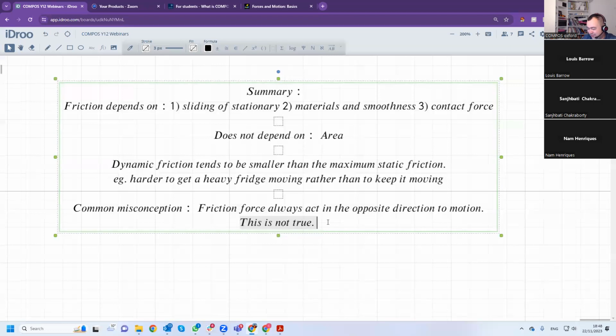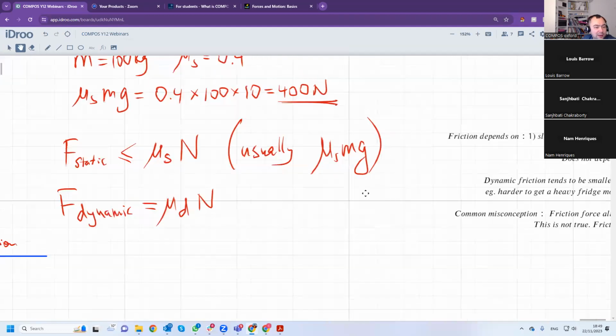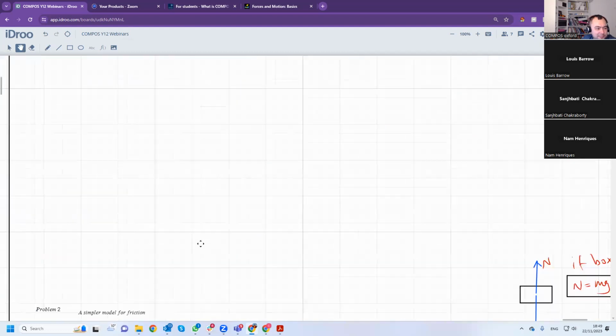This is not true. Friction can cause motion. Motion. Okay.